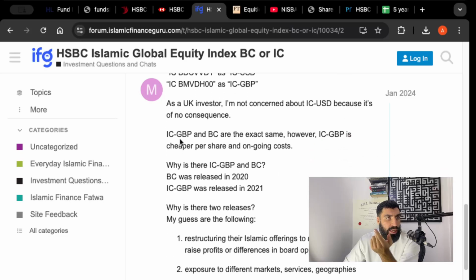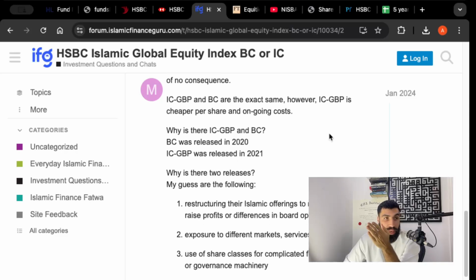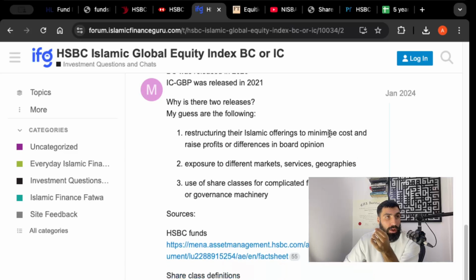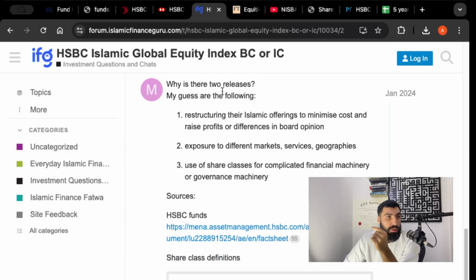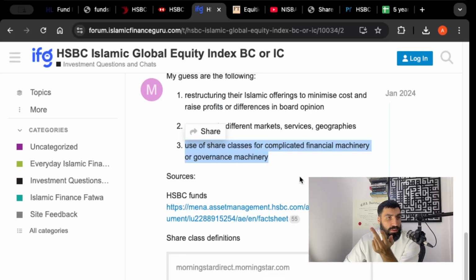But they go on to say down here that the IC and the BC are exactly the same. However, the IC is cheaper per share on an ongoing cost basis. And they're exactly right. But what they didn't get quite right is the reasons. They only came with some guesses of the reasons. Restructuring, exposure to different markets, use of share classes for financial machinery or governance. Machinery. Not sure what they meant there by machinery.